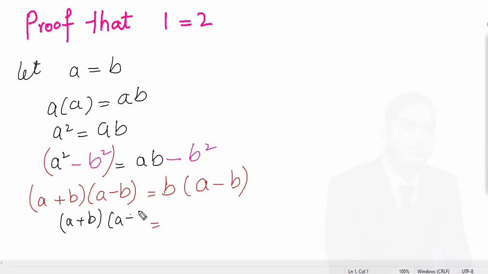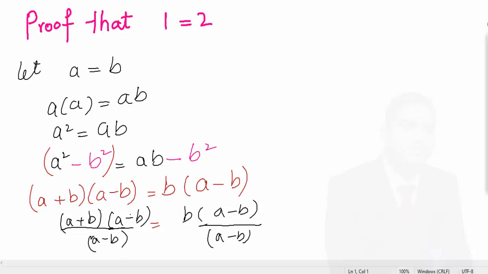into A minus B, B into A minus B, divide with A minus B on both sides. A minus B on both sides. You will get an answer of cut. Answer is A plus B, that is equal to B.